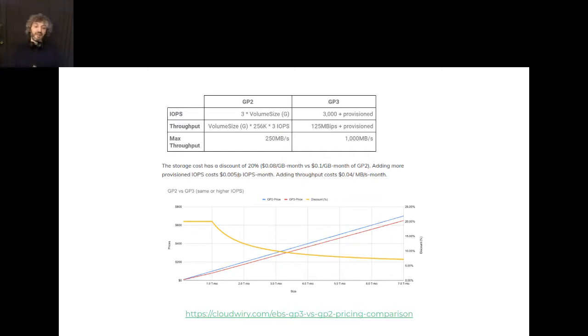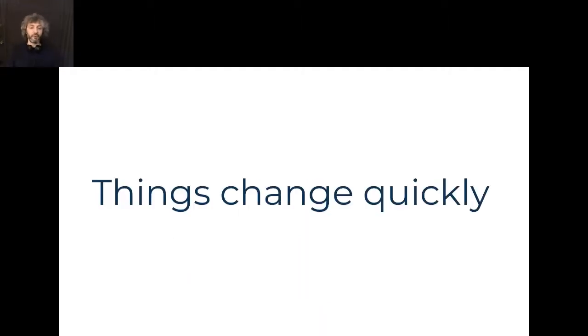The main message starting from GP2 to GP3 is that things change really, really quickly in the cloud. Now, cost optimization is not something you do once, it's something you have to keep doing. Why?